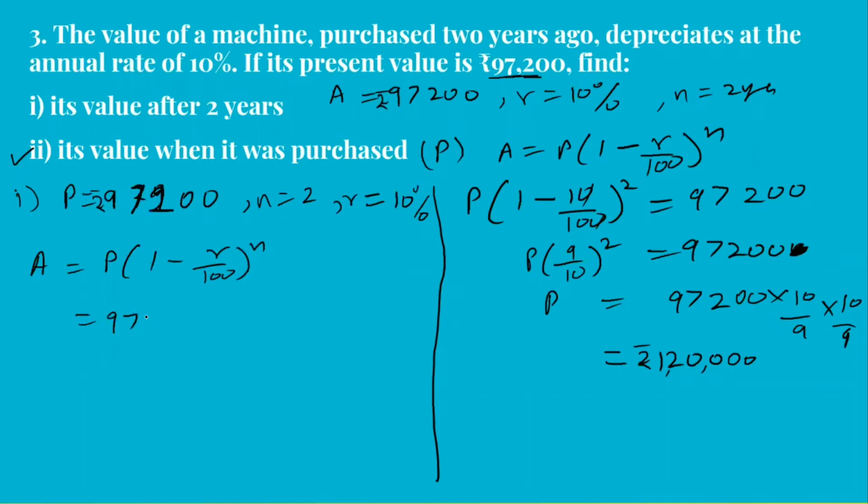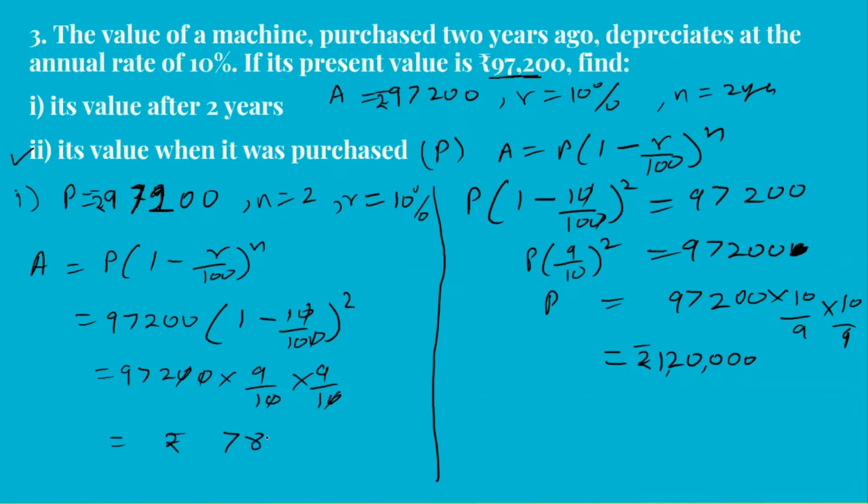Which is 97,200 in bracket 1 minus 10 upon 100 raised to 2. Simplify this. So it is 97,200 into 10 minus 1, it is 9 upon 10 raised to 2. So 9 upon 10 into 9 upon 10. Simplify this: 972 multiplied by 81. You get rupees 78,732. Got it? So this is going to be the value after 2 years. The value of the machine after 2 years is going to be 78,732. Initial cost in the beginning was 1,20,000.